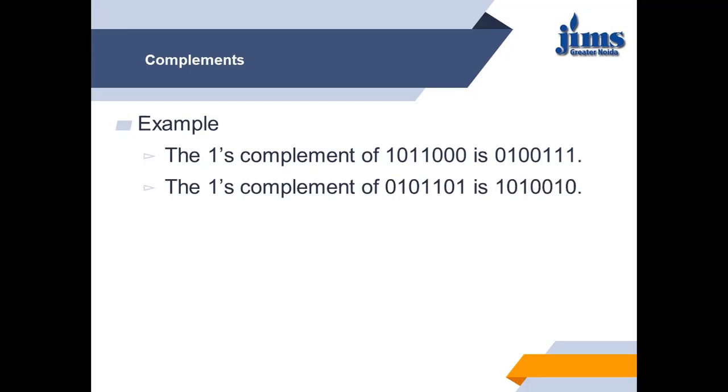Now again, suppose the ones complement of 0101101. Again we are changing the bits. It is 1010010. That's pretty simple.